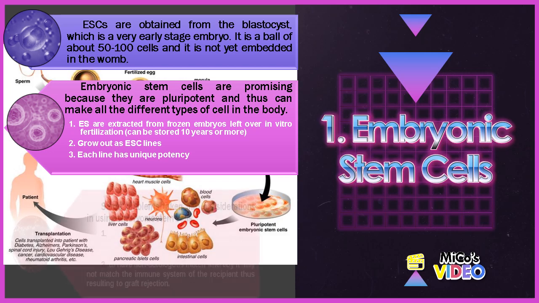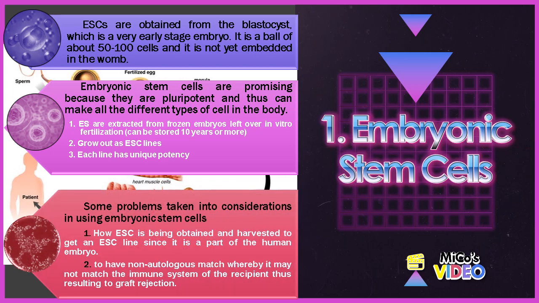There are some problems that are also taken into consideration in using embryonic stem cells. First, ethical considerations: it is about how the ESC is being obtained or harvested to get an ESC line, since it is a part of the human embryo. Second, the issue of a non-autologous match, whereby it may not match the immune system of the recipient, thus resulting in graft rejection.